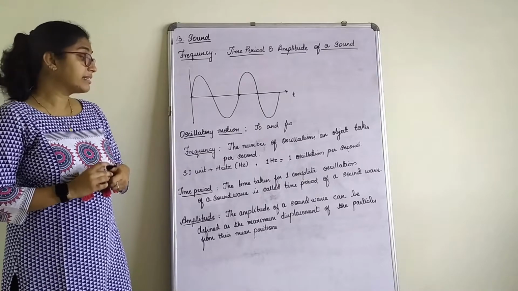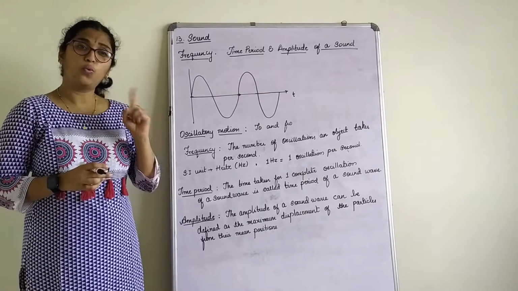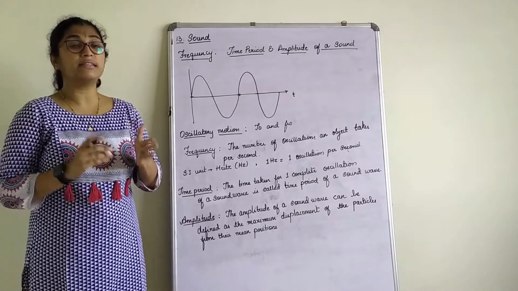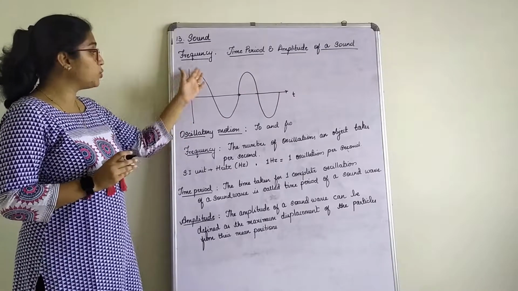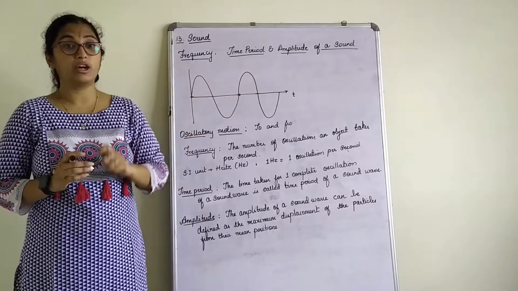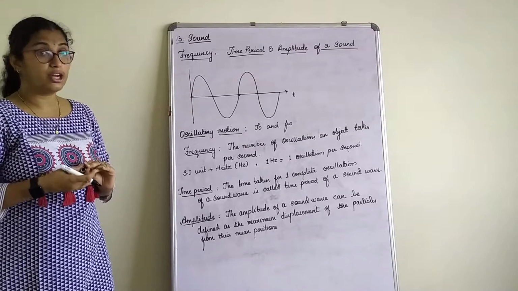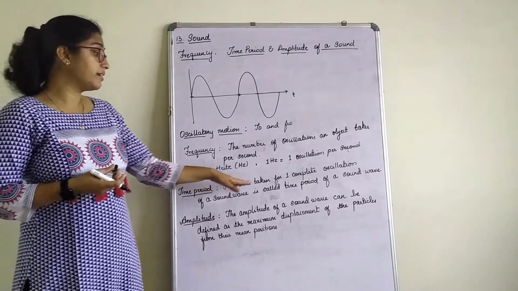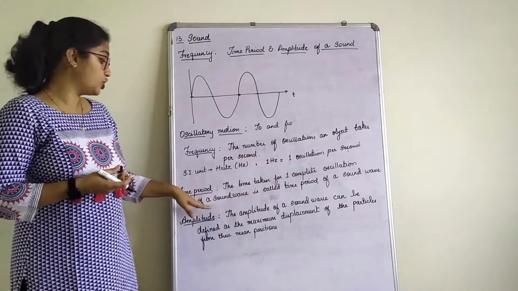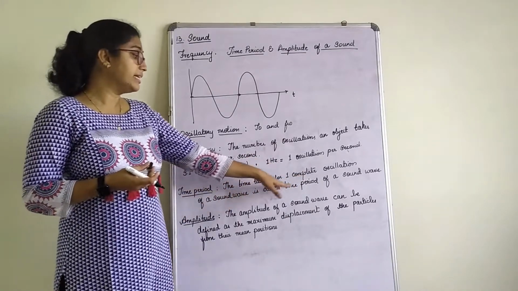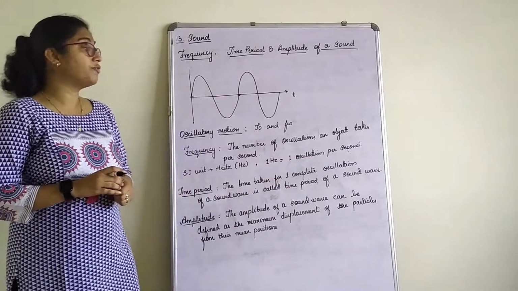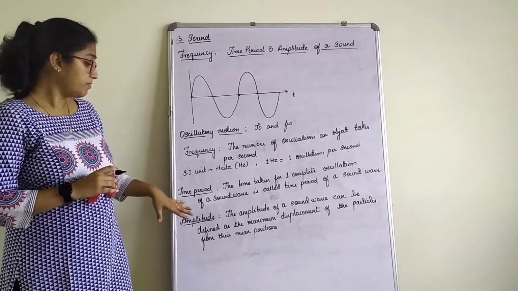Time period. The time taken to complete one oscillation is called the time period. How much time do I take to complete one oscillation? That is called the time period of the particular oscillation. The time taken for one complete oscillation of a sound wave is called the time period of a sound wave.